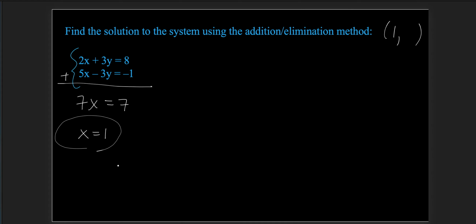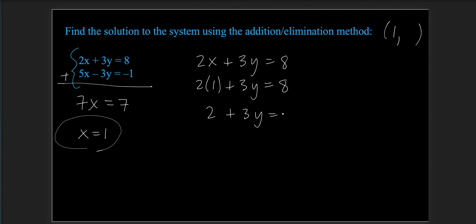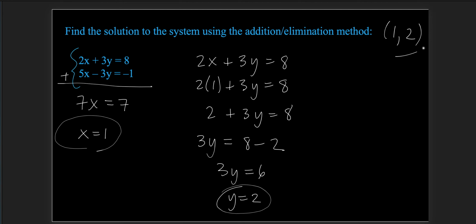So now I need to find the y value. And I can use either one of these equations. I'll use the top one, I guess, and plug in the value that we found for x to find the y value. And so now I need the 2 and the 8 to be together on the same side, so I'm going to subtract 2 from both sides. So that's 3y equals 6. And I know 2 times 3 equals 6, so y is 2. So 2 goes here, and that's my answer right here.